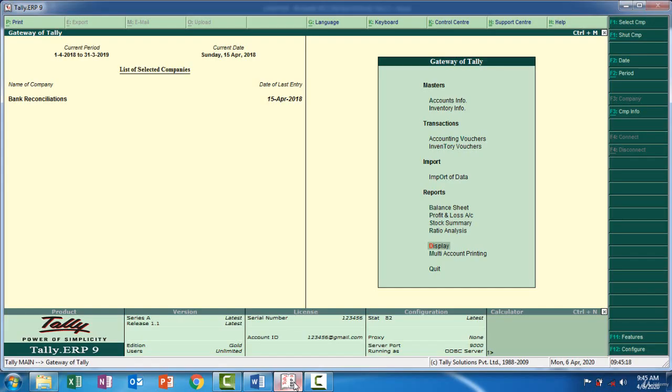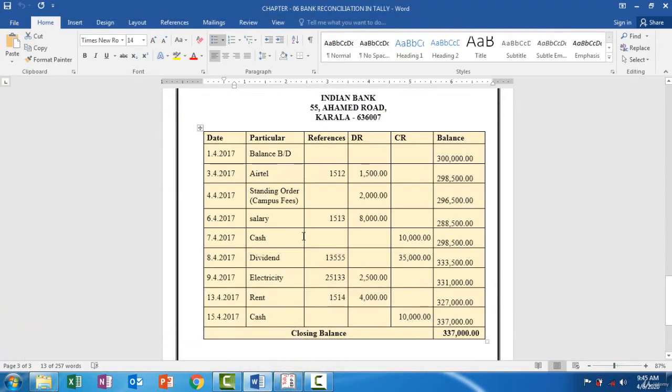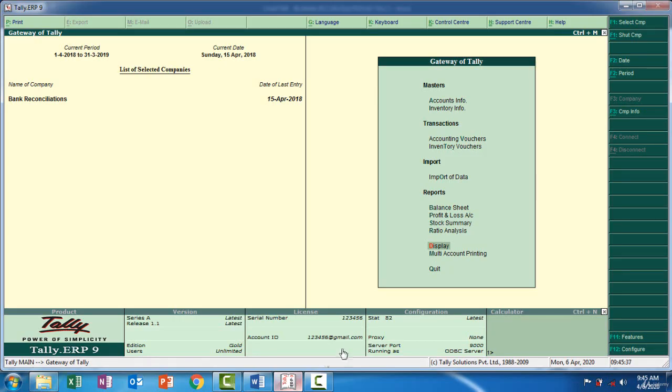Now I just come back to the Gateway of Tally, and you can see that here is the bank statement of Indian Bank for April. The opening balance is 300,000 and the closing balance is 337,000. But when we look at our company's bank book balance, it's different.